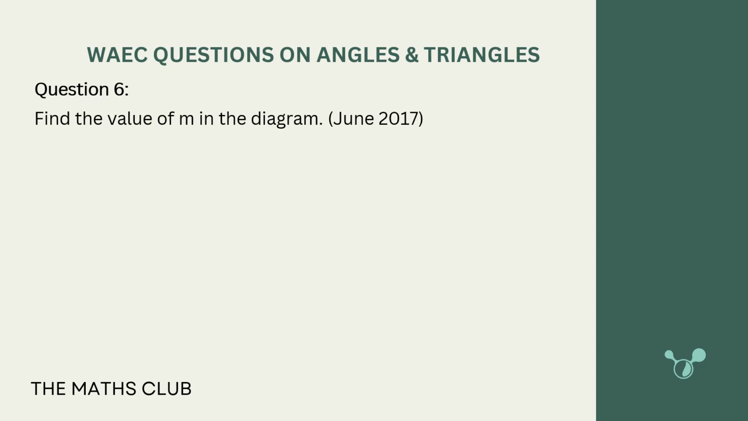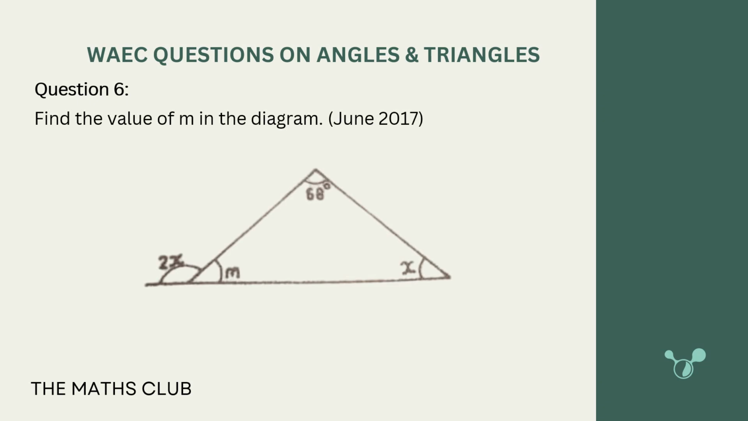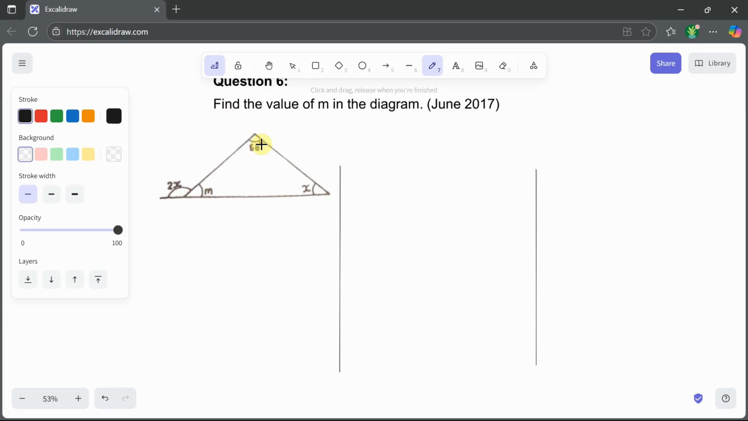Question 6 says that we should find the value of m in the diagram. Taken from June 2017. As always, pause the video and try this out yourself. When I see something like this, I already see the external angle theorem, which states that 68 degrees plus x will be equal to 2x. Sum of the opposite two interior angles will be equal to the external angle. So that will be 2x minus x is equal to 68 degrees, and our x value is equal to 68 degrees. Now that we know that, we can find the value of m.